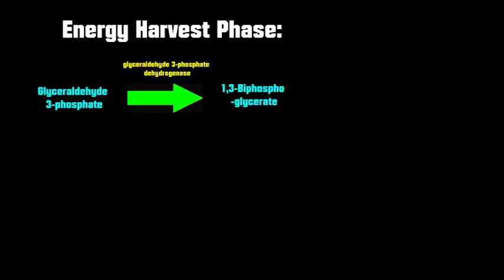Glyceraldehyde phosphate dehydrogenase adds inorganic phosphate to glyceraldehyde 3-phosphate, producing 1,3-biphosphoglycerate. Phosphoglycerate kinase is an enzyme that transfers a phosphate group from 1,3-biphosphoglycerate to a molecule of ADP to form ATP. The process yields 2 3-phosphoglycerate molecules and 2 ATP molecules.